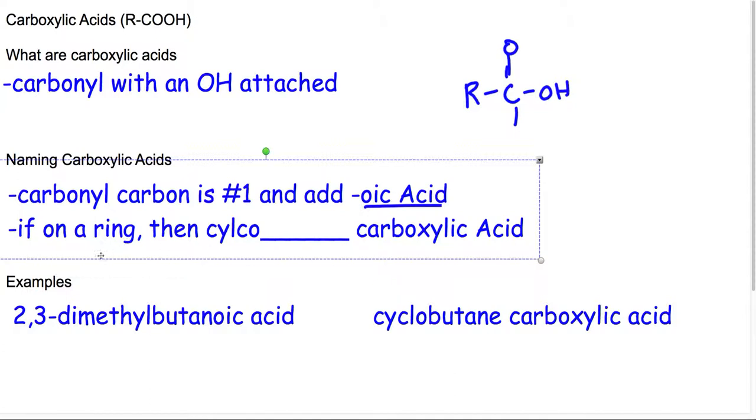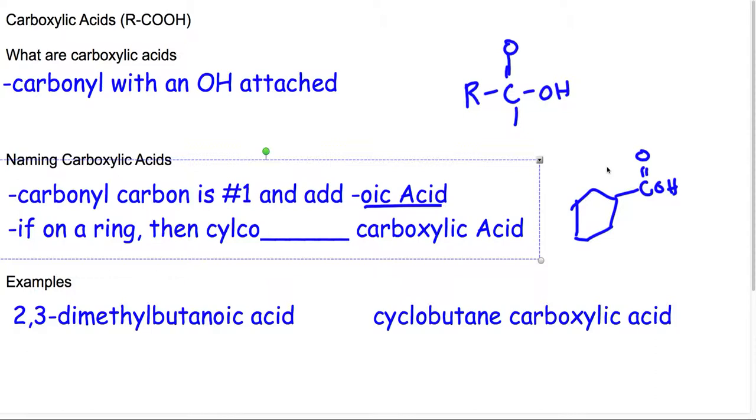If it's on a ring, you'll call it cyclo, however many carbons the ring has, and then you add carboxylic acid to it. If it's part of the ring, then you don't need the carboxylic acid part, you can just add the oic acid. But if you have a ring and then the group attached to it, I would name it with a carboxylic acid. But if it was part of the ring, that would be a little bit dicier to name.